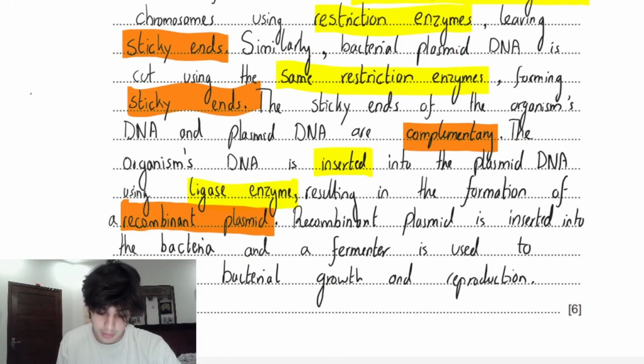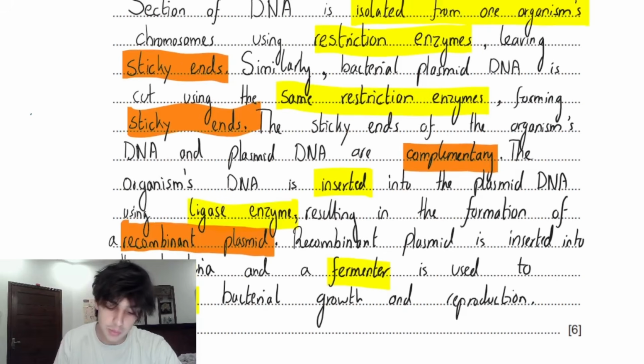The recombinant plasmid is inserted back into the bacterium, as we mentioned, and then a fermenter is used to maximize. Now this is very good. This is a very good word. Examiners love maximize. Over here, you have to see that these keywords are linked together using filler words, and these filler words are important because that's what makes your answer flow in a sequence.